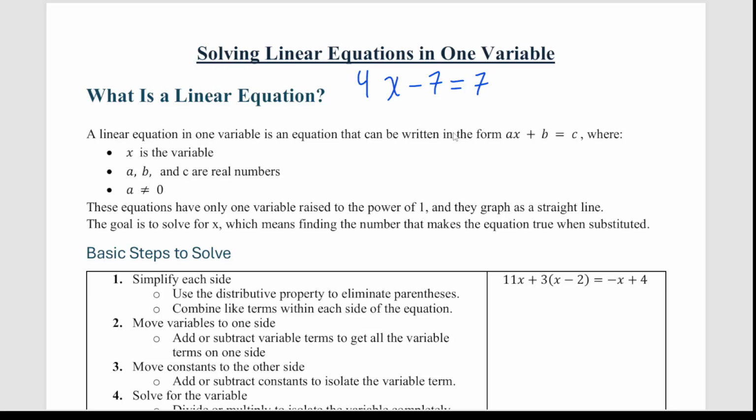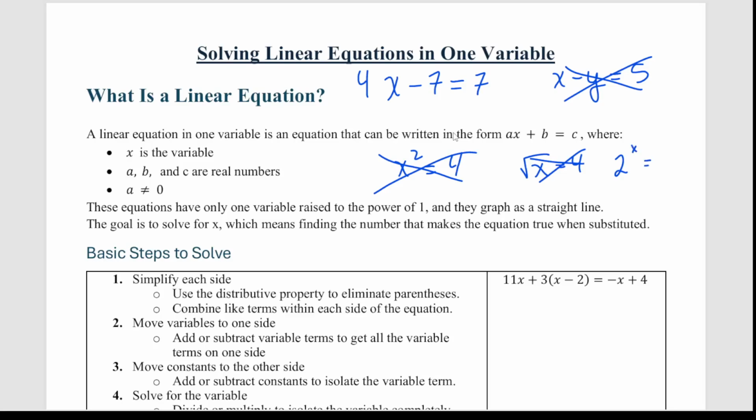In particular, if it's going to be in one variable, you shouldn't have two variables floating around. It's still linear, but it's not going to be a linear equation of one variable. And you shouldn't have any other operations floating around, such as exponentiation, no longer a linear equation. Square rooting, no longer a linear equation. Exponentiation, but the x is up in the exponent, still not a linear equation.